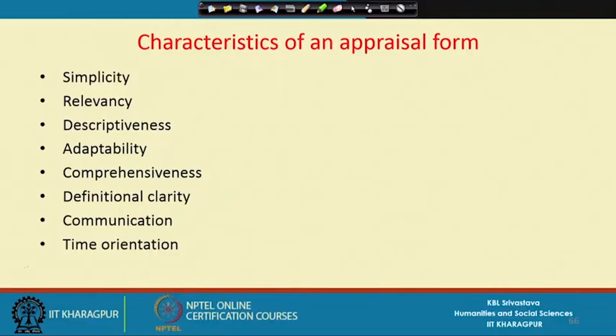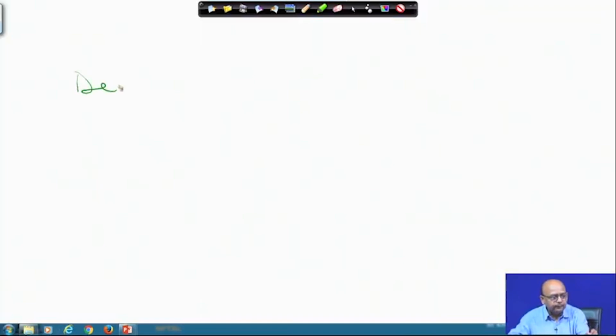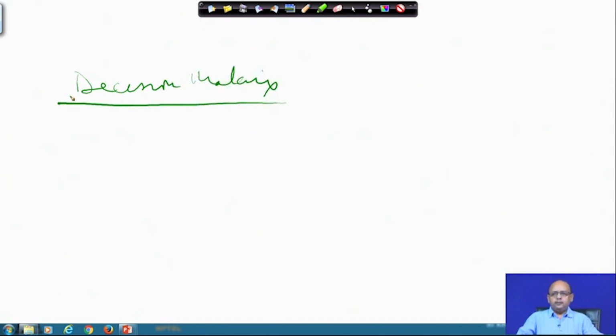Say, for example, you are talking about decision making, right. So, this is one competency which you want to measure among the appraisees. Now, in order to measure this competency, you need to define what it means. So, if you are not able to define what the competency means, then probably you will not be able to measure it.